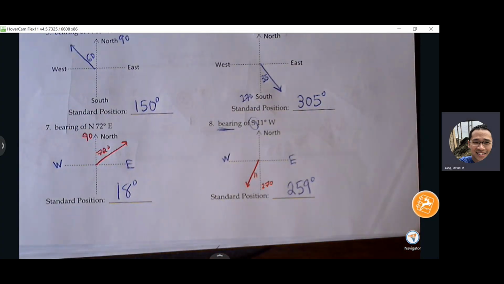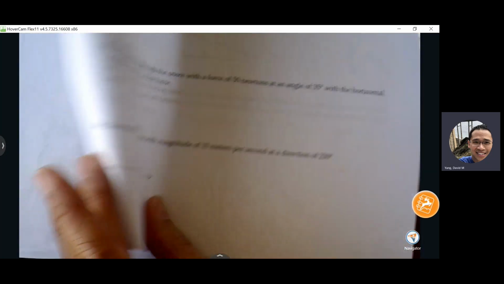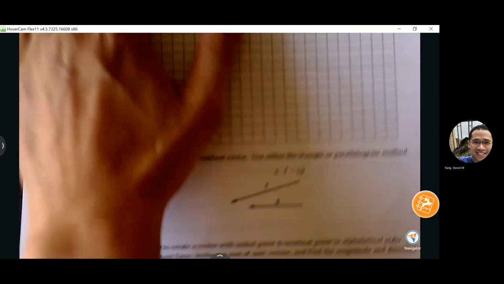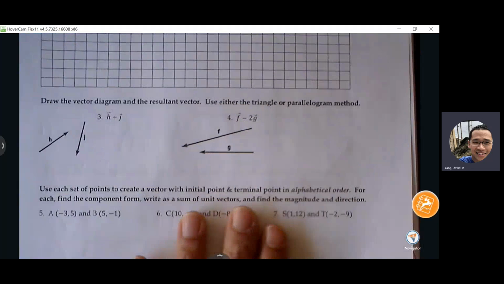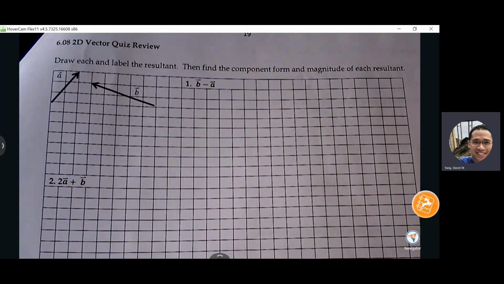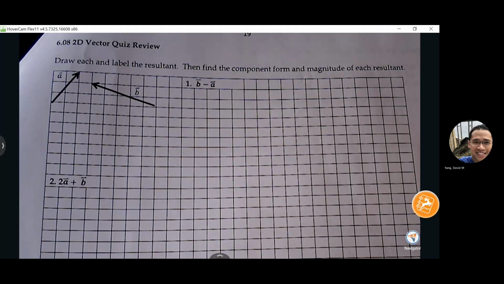Okay, hopefully you guys find this pretty straightforward. Okay. So let's just start our quiz review. If we finish this, then I have another quiz review for us to do tomorrow. So if you guys can turn to page 19. And we'll just go through this as much as we can together.